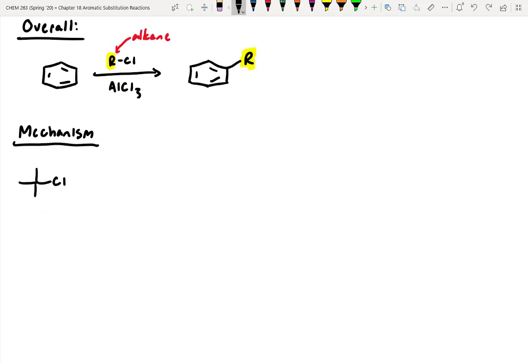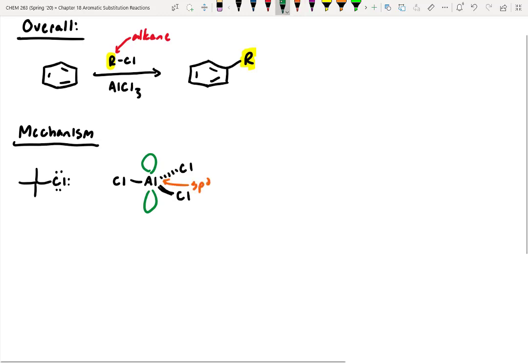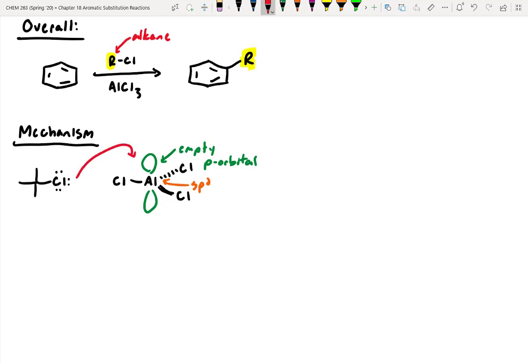All right, so we've got this in solution. This has lone pairs, and we also have our acid catalyst, which is our aluminum trichloride. And if you remember from our previous lecture video, this aluminum is sp2 hybridized, which means that it has an empty p orbital. Because it has an empty p orbital, it's a really good Lewis acid. It wants electrons in one of the p orbital lobes, and in this case, the chlorine has electrons that can be donated to that empty p orbital.